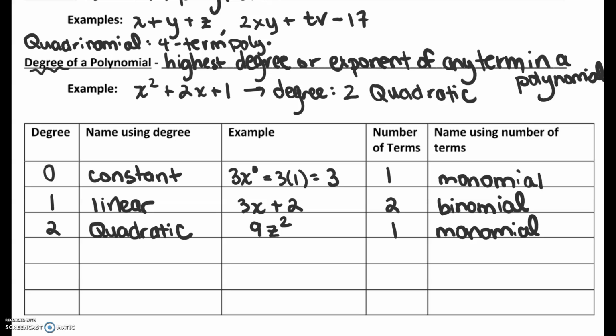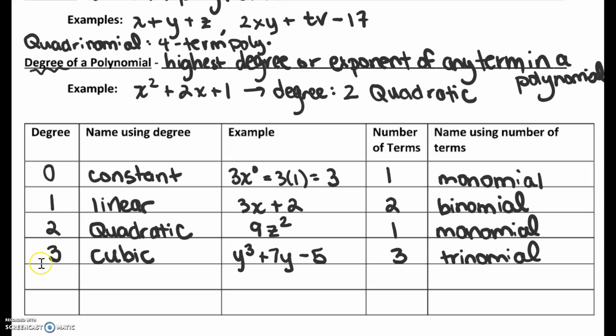Now let's do a degree of 3, which we've seen. That is called cubic. And let's do something extra crazy. We haven't done a trinomial. Let's do a trinomial just to play with it. So now I have to have 3 terms, and the highest exponent is going to be a 3. So I could do y cubed plus 7y minus 5. So now I have 3 terms, and my degree is 3. So it's a cubic trinomial.